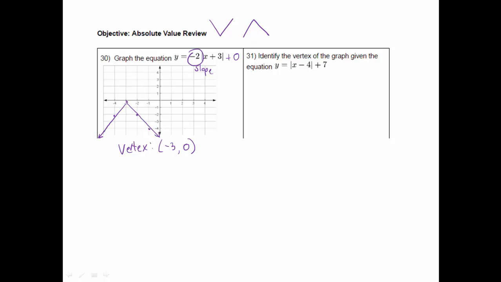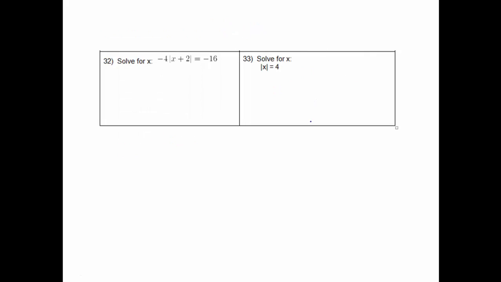Okay, number 31, identify the vertex of the graph given the equation y equals absolute value of x minus 4 plus 7. Well, I'm going to do the vertex very similar to how I did number 30. To get the vertex, we're just going to take the opposite of what's on the inside, so we'll have a positive 4, and then we'll just take that outside, so 7. So the vertex of that was 4, 7. It didn't ask us to graph it, it just asked for the vertex.